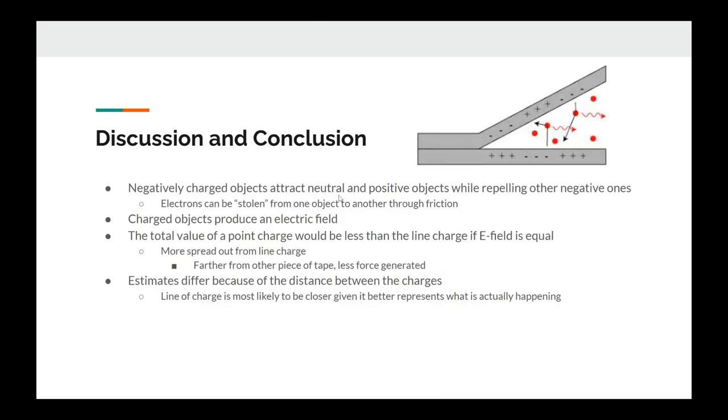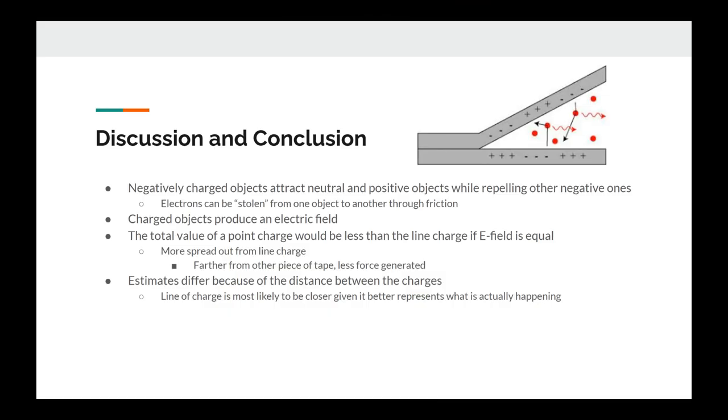Discussion and conclusion. Negatively charged objects attract neutral objects and positive objects while repelling other negative ones. We proved this in the lab before. Charged objects produce an electric field. Additionally, and more importantly, the total value of the point charge will be less than the line charge if the E fields are equal on the tape. This is because the tape is more spread out as a line charge, which means at different points along the tape, it is farther from the piece of tape in the center, so less force is generated.